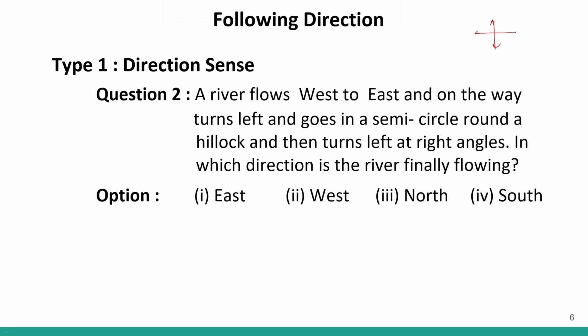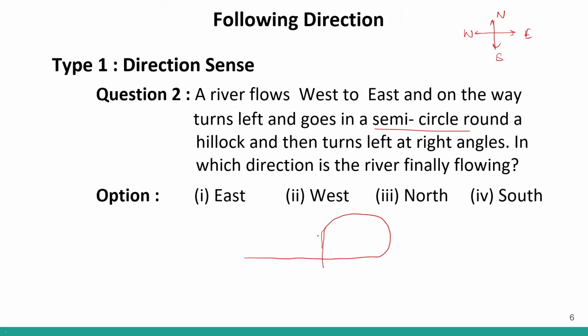Now, a river flows west to east. So again, a small diagram for your reference. A river flows west to east. So this is how the river is flowing. And on the way it turns left. So if the river turns left, it will take this direction. So if it is flowing like this, left will be, it will flow like this now. This will be the direction and it goes in a semicircle. So it means that the river is going like this and it made a semicircle. Right? It made a semicircle.